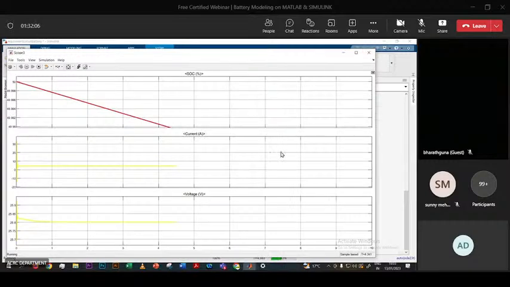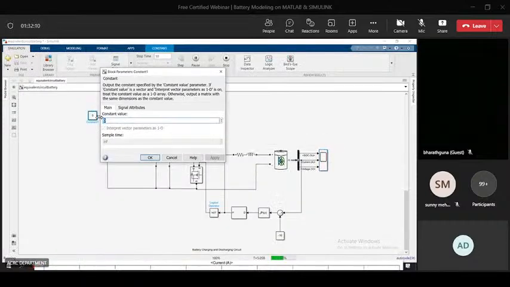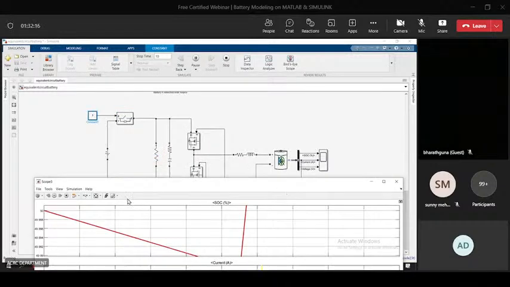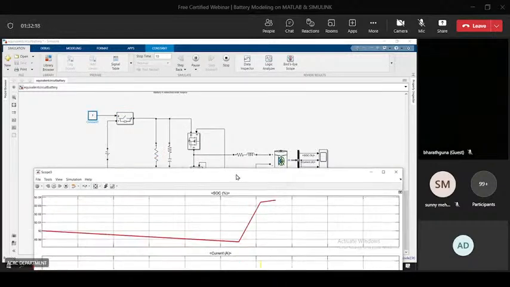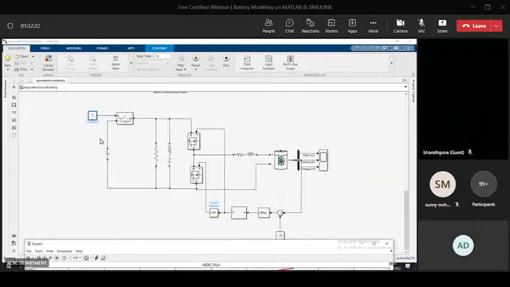Now this is my switch. When I give a pulse to it, like when I make it 1, now see the change in the current. What happened when I switch on this circuit is that the battery source came into the picture, and it starts charging the battery, like this, bidirectional.